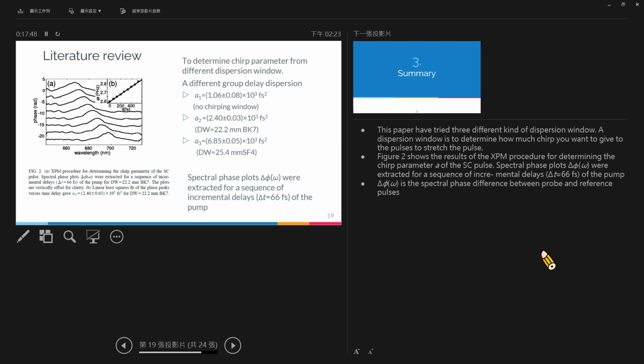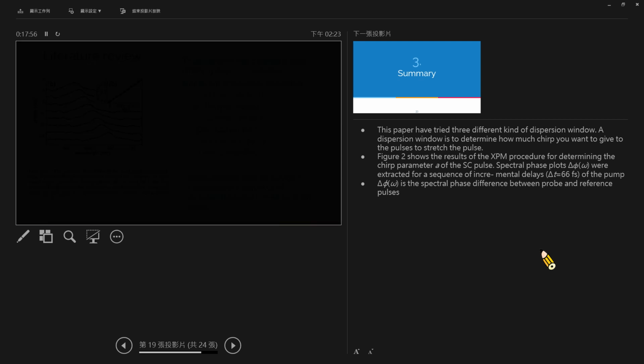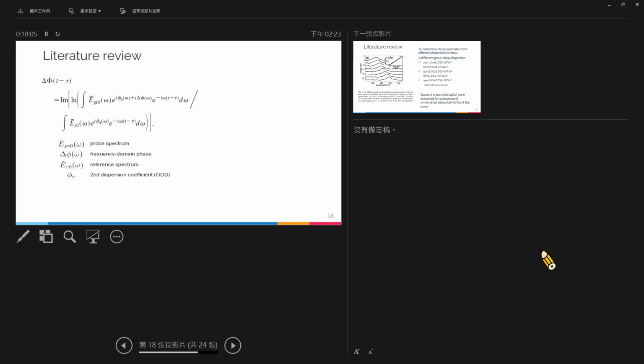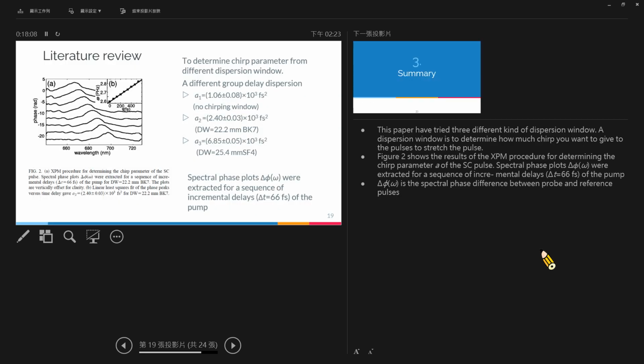In this paper, they tried different chirp parameters from different dispersive windows. For the first window, you choose different kinds of materials. The first one is a no-chirping window with a group delay dispersion of this value. The second one will be BK7, and the third one will be SF4. They give different group delay dispersion. And in the end, they chose the second one, the BK7, to do the experiment.